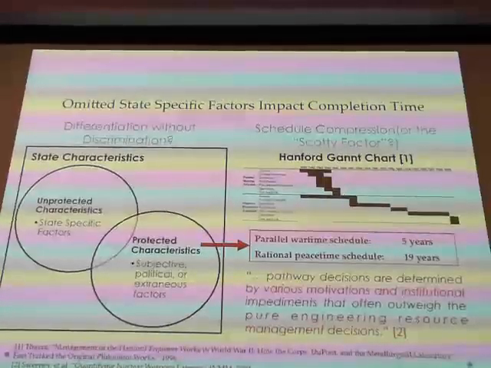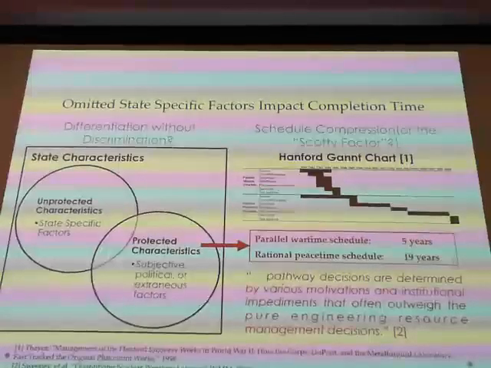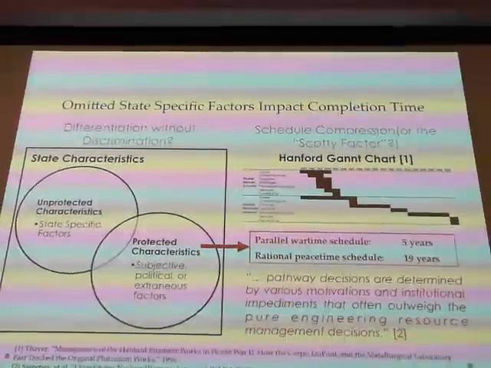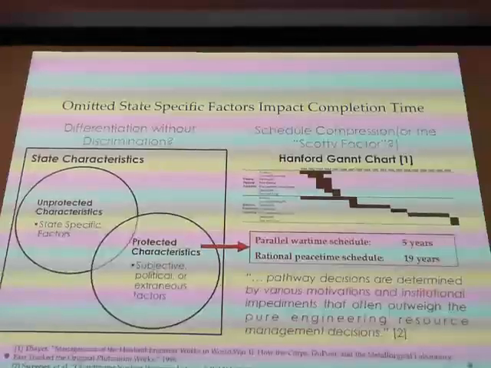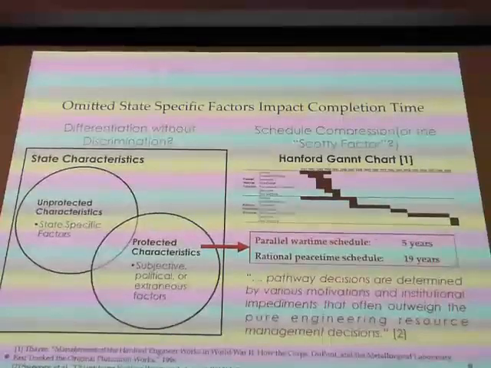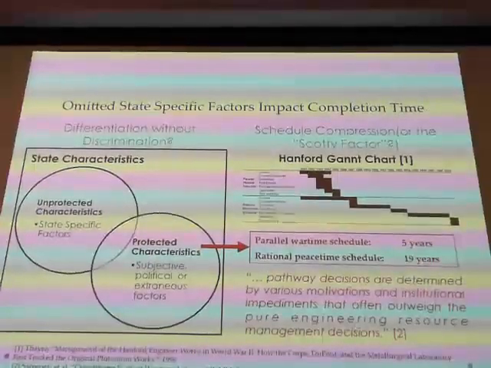And one of the nice papers on this that I'd like to point out is this dissertation work by Sweeney, where he claims that pathway decisions are determined by various motivations and institutional impediments that often outweigh the pure engineering management decisions that lead to this outcome.